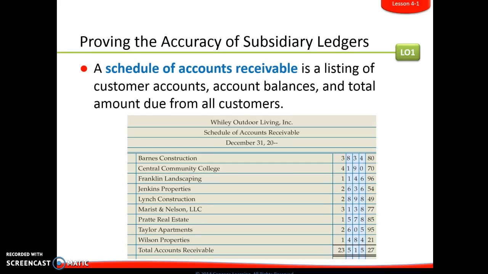Schedule of accounts receivable. We've created one of these before. This is a listing of all of our customer accounts, the account balances, and then the total amount due from all customers, which is the total of all of their account balances.